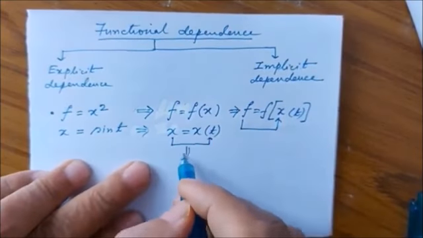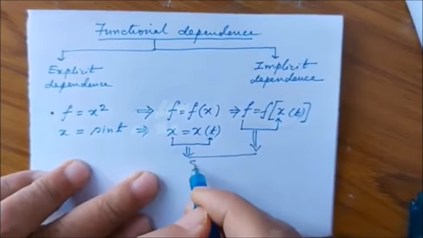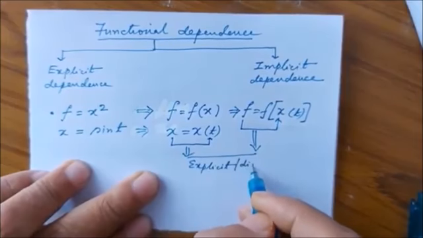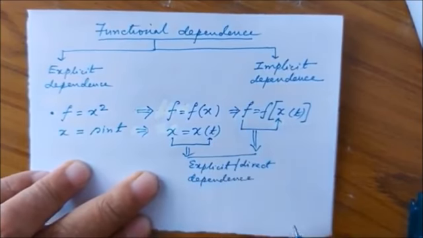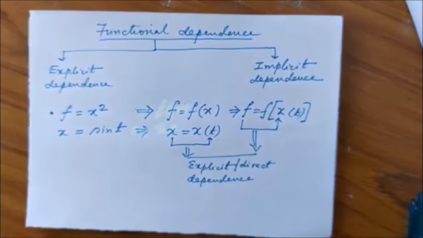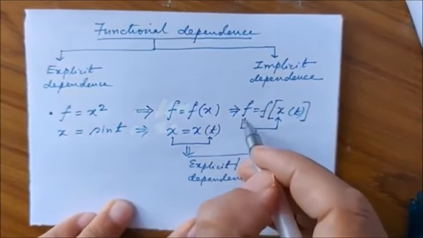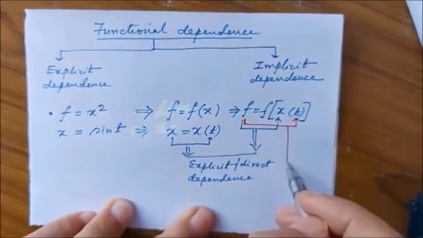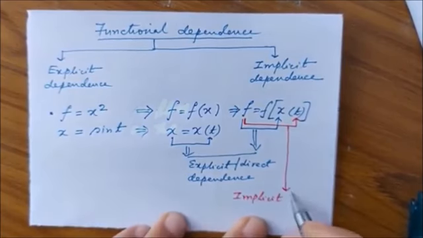And this dependence is called explicit dependence or direct dependence, which we can see through our eyes. But there is another type of dependence, that f depends upon t through x, and this is called implicit dependence or indirect dependence.